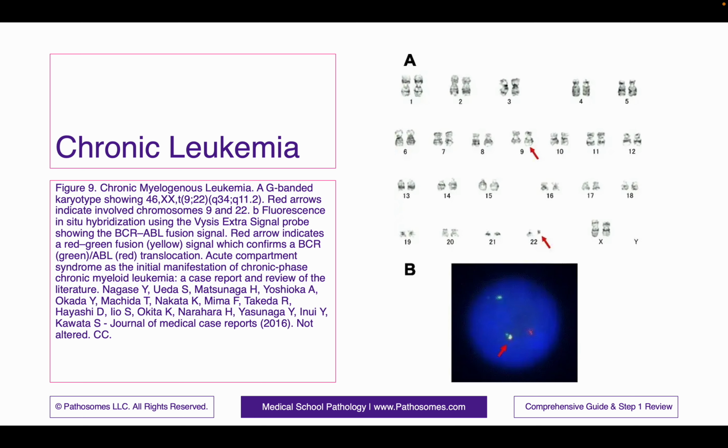FISH stands for fluorescence in situ hybridization. And it's a way for pathologists to actually see translocations or chromosomal abnormalities at that level. It's quite fascinating. If you ever get the chance to do it, I highly recommend it. But anyhow, keep in mind, this translocation 9;22 is associated with BCR-ABL fusion.